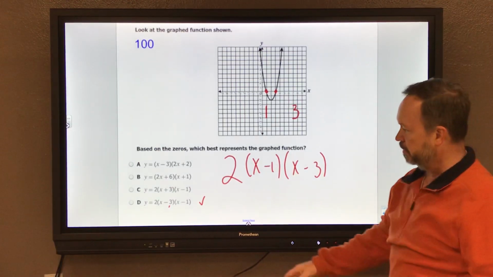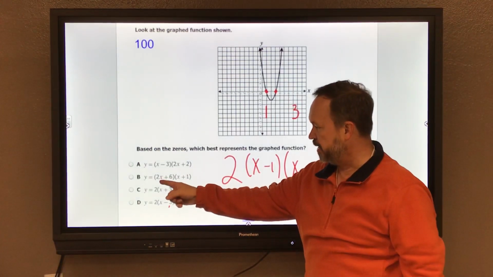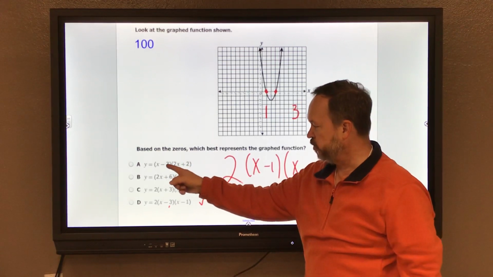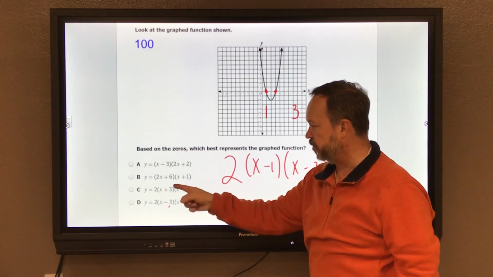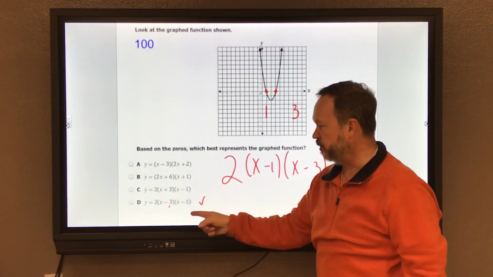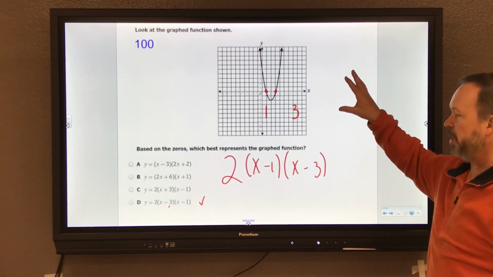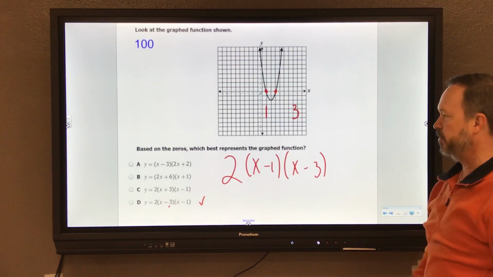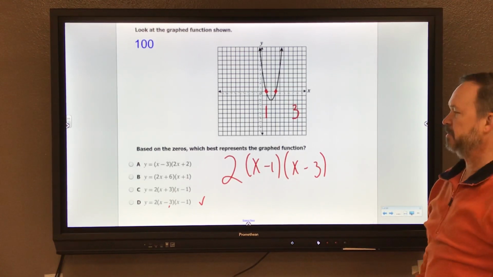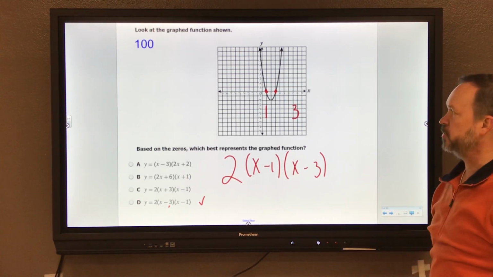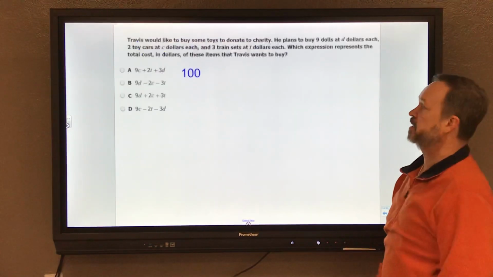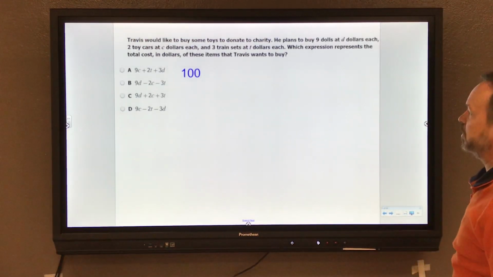And so these, if you graph them, like if you took a calculator and graphed them, this is the only one that's going to look like that in that area of the quadrant system and have that steepness. So the answer is D. 100% of those students in that class got it right. The same thing for this one.